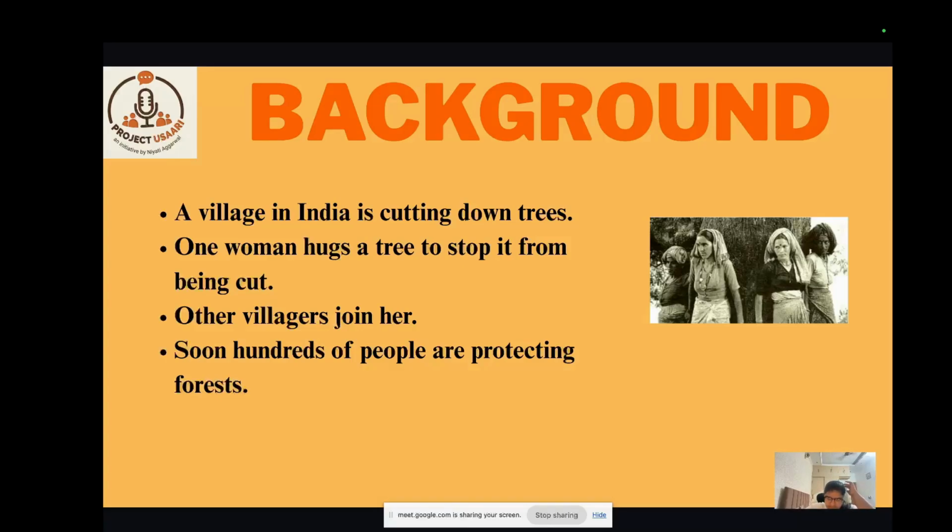Yes, it was the Chipko movement. It was again a social movement where a lot of people came together to help protect the trees and stop them from being cut. I hope this example was known to everybody. Rubani, Abhi, do you want any explanation?